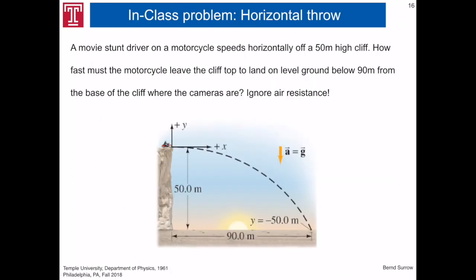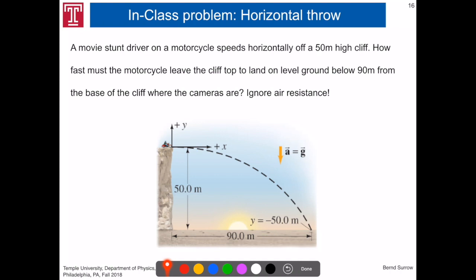And here is a problem with some numbers. Namely, here you have the motorcycle, a movie stunt driver. Here's the y-axis upward, x to the right. So this is the initial location, x, y equals 0. Acceleration is g, downward here. So the y component of the acceleration is therefore minus g.